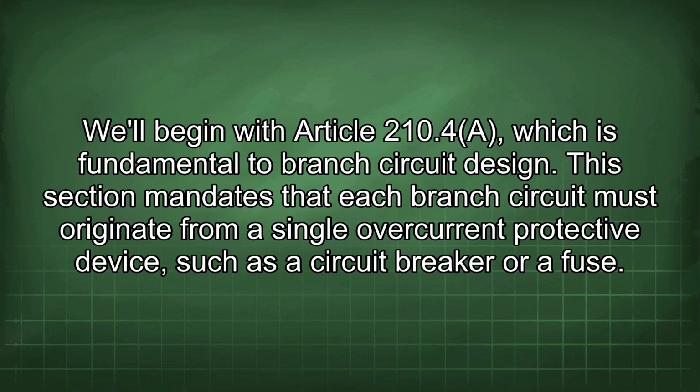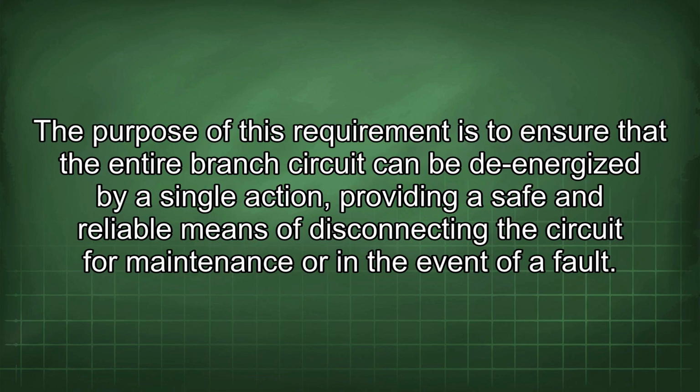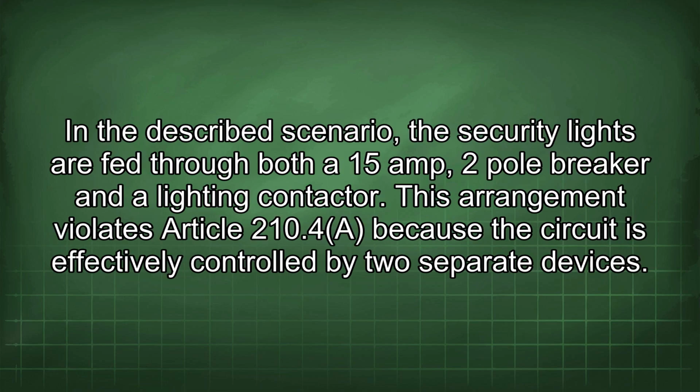This section mandates that each branch circuit must originate from a single overcurrent protective device, such as a circuit breaker or a fuse. The purpose of this requirement is to ensure that the entire branch circuit can be energized by a single action, providing a safe and reliable means of disconnecting the circuit for maintenance or in the event of a fault.